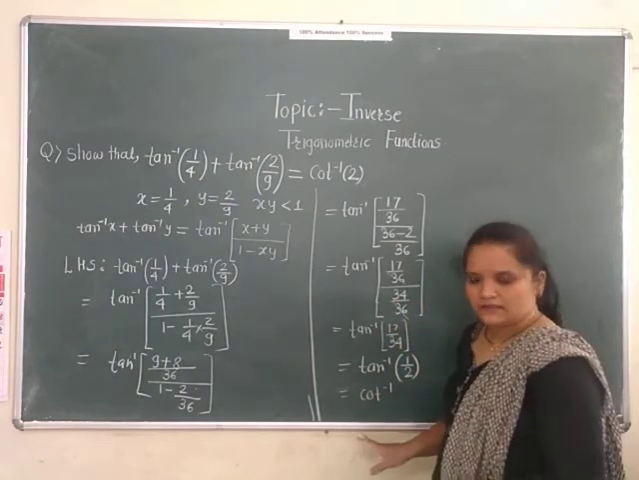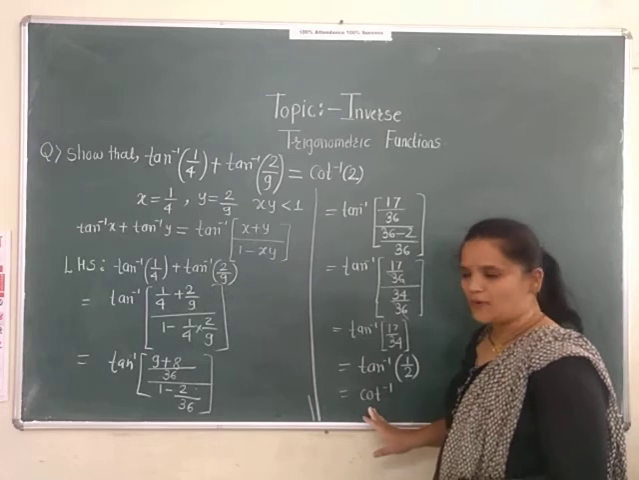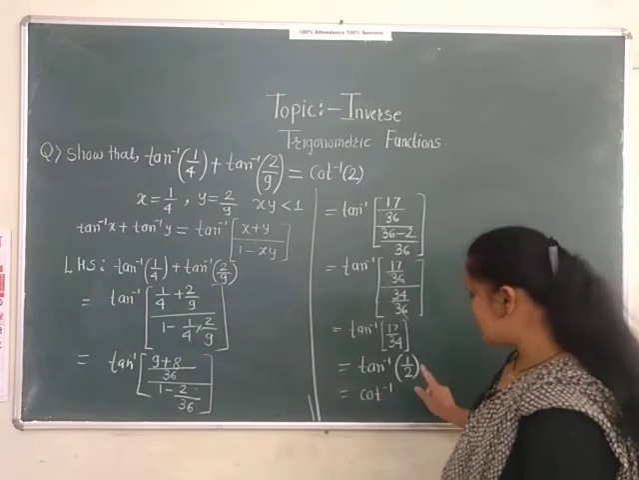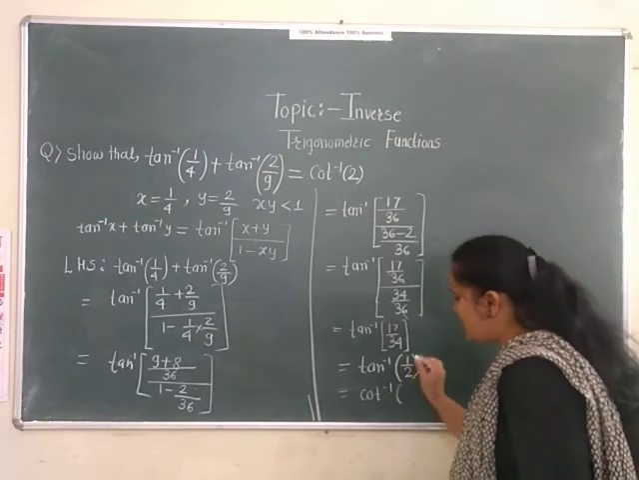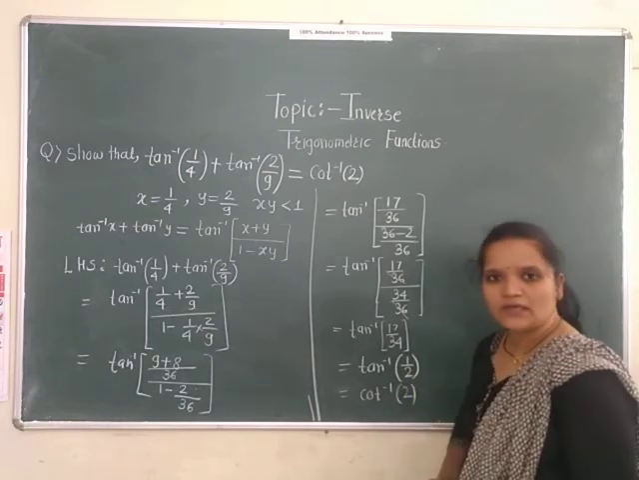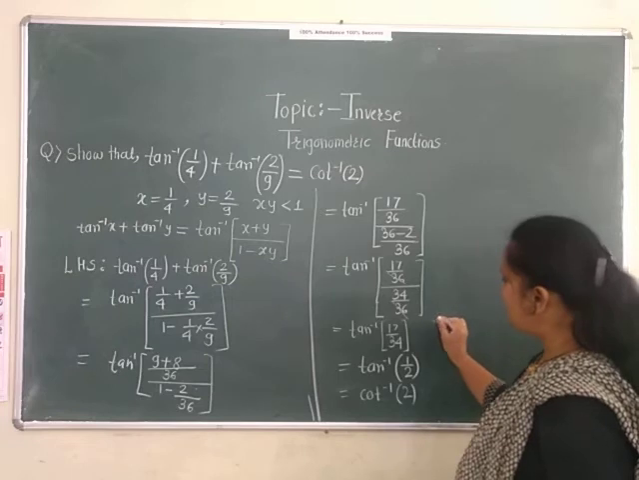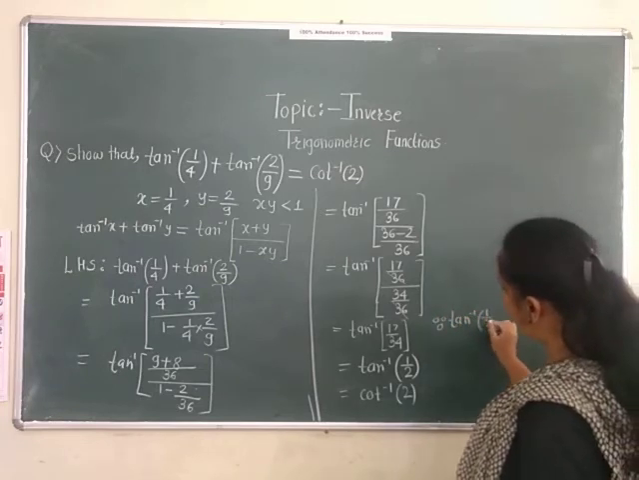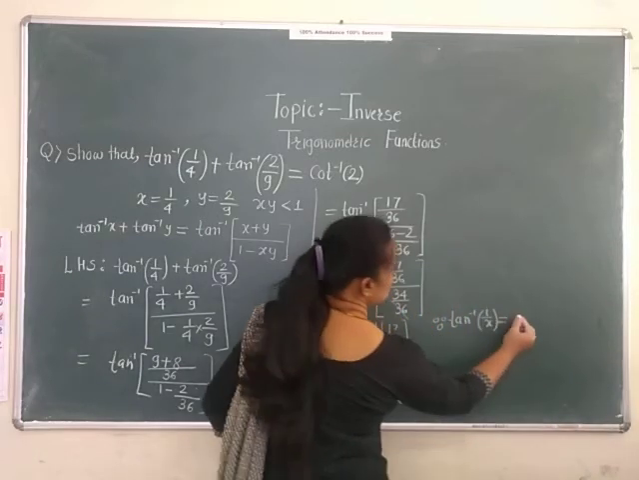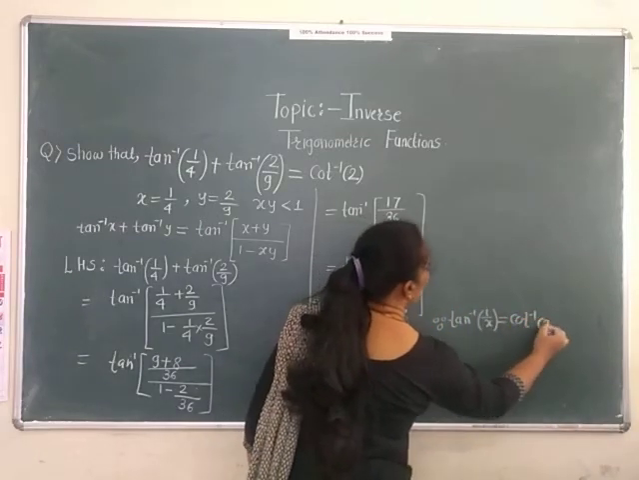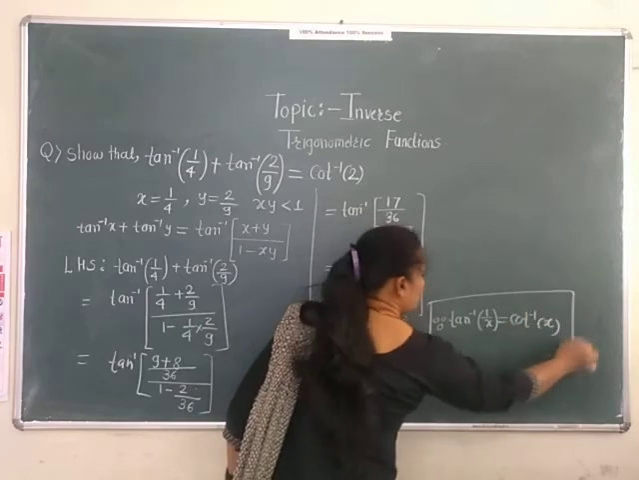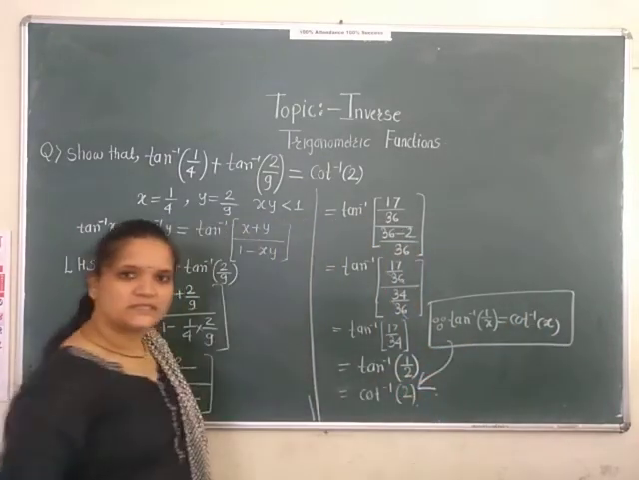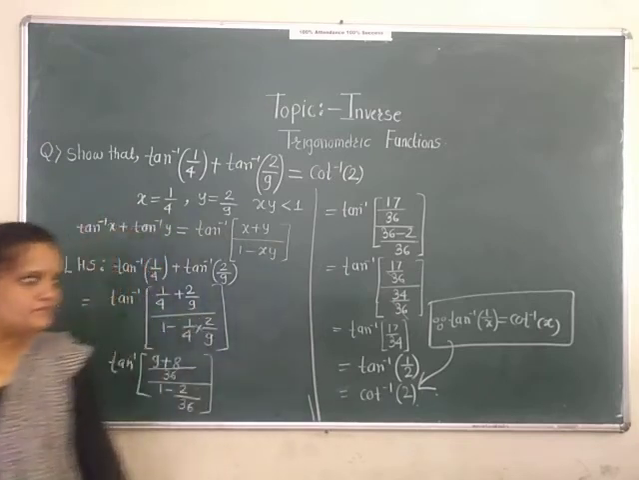We have done this in the properties. Property number 2 says if tan is converted into cot, then the argument also gets reciprocal. The reciprocal of 1 by 2 will come, cot inverse of 2. Which property have I used here? Tan inverse of 1 by x is equal to cot inverse of x. This property I have used here to take this step. Write down this.